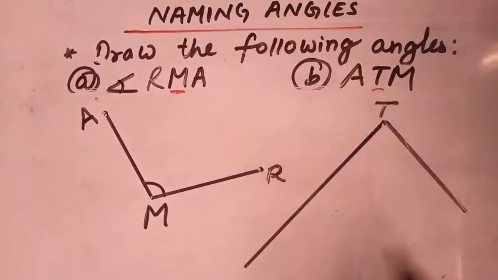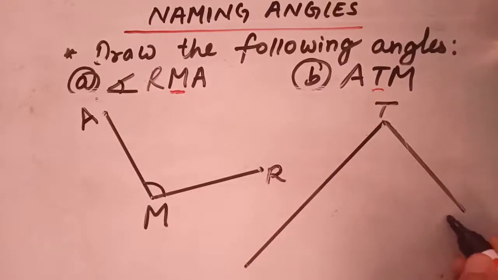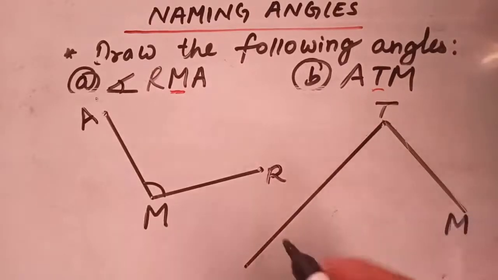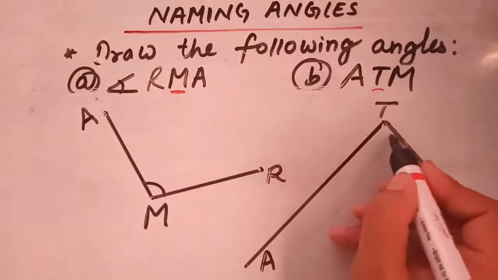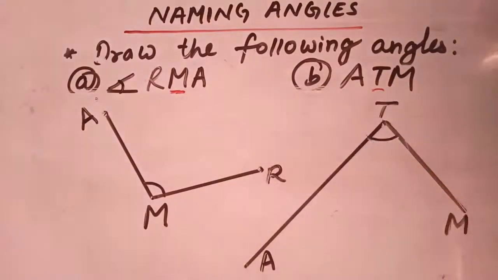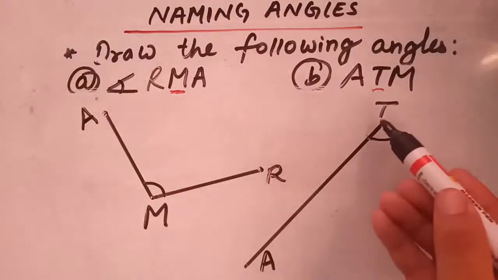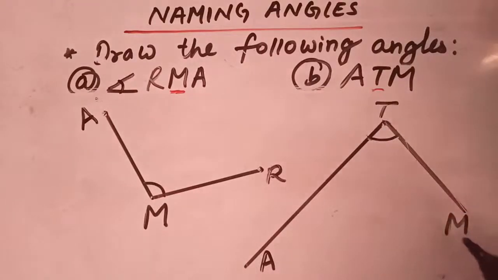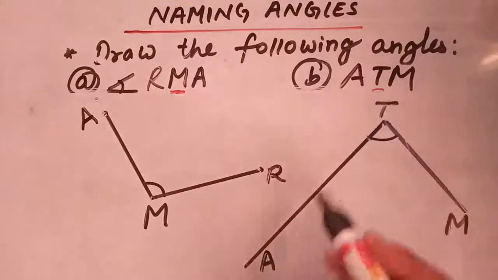Now you can write A as you wish, either here or here. Now let me write it as M and it as A. So students, we have drawn an angle ATM or angle MTA.